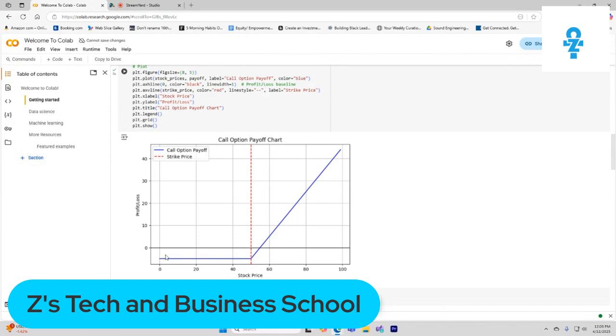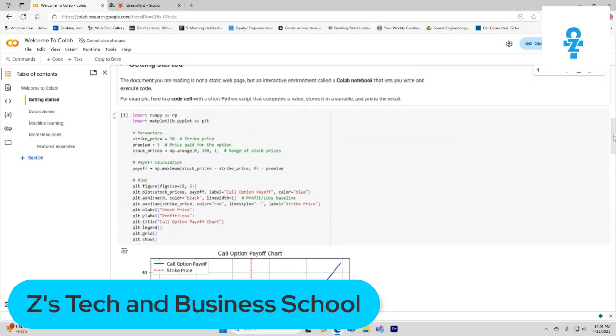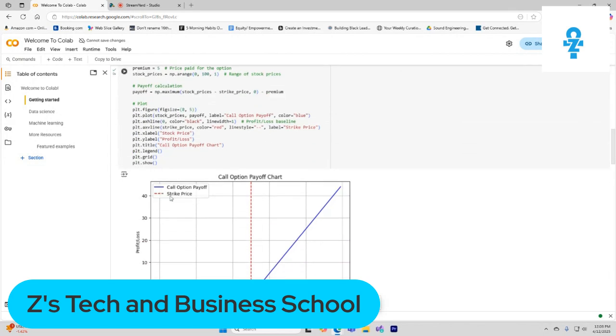And when you're doing a call, right, you're basically betting that it's going to go up, right? So it's the person that's buying the stock, it's betting that it's going to go up. And the person that's selling the call option, they're taking the premium. And so that's how it looks on the chart. Where's this strike price? Yeah, right there.